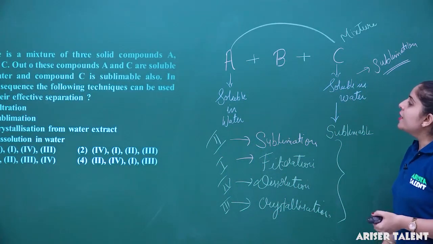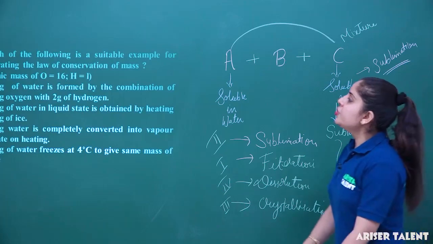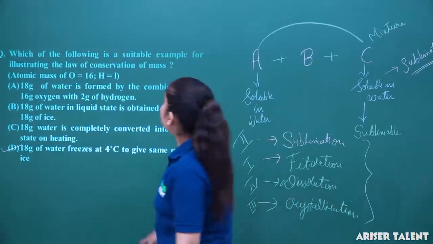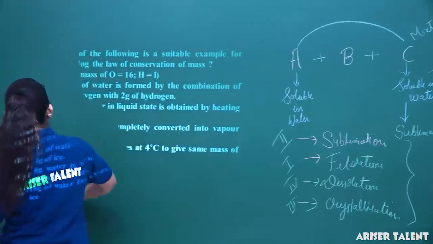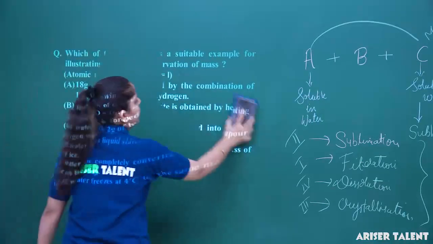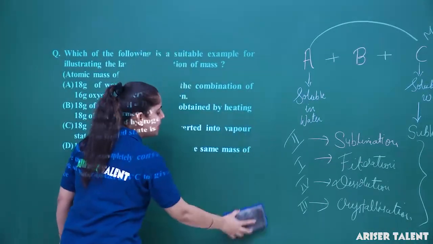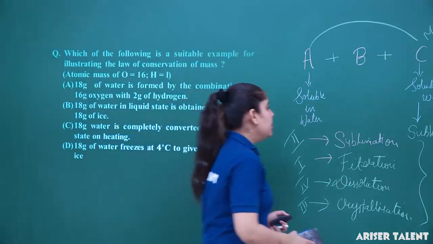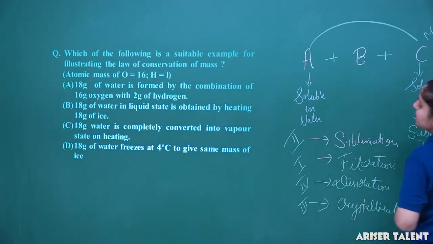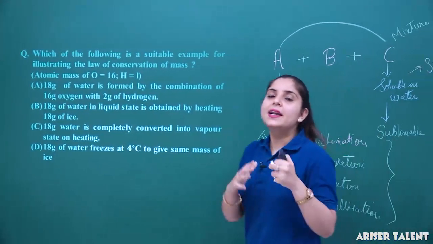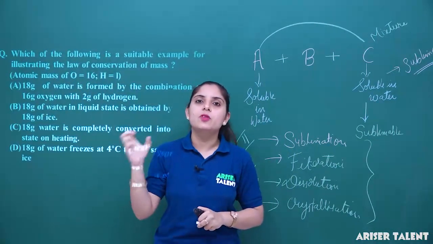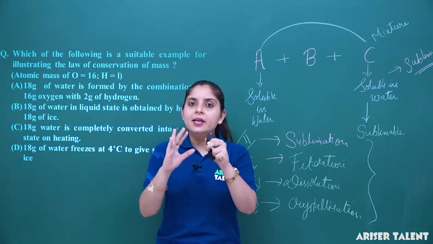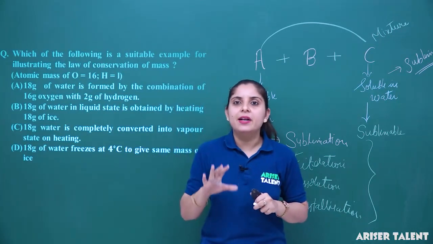Let's have the next question now. Which of the following is a suitable example for the law of conservation of mass? The law of conservation of mass states that the sum of the reactants on the left hand side will be equal to the sum of the products on the right hand side. It means the law of conservation is satisfied there.